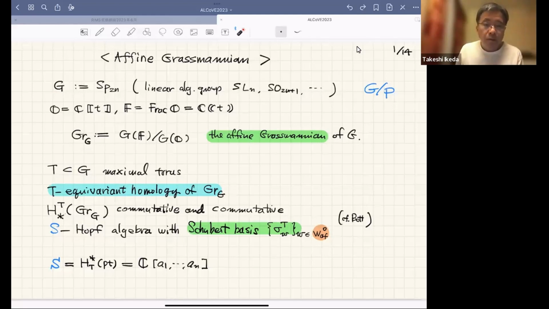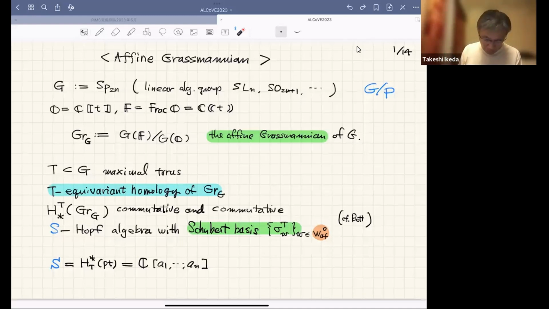The torus equivariant homology of the affine Grassmannian has a remarkable ring structure and also a coproduct. The base ring of our ring is S, which is just the polynomial ring in finitely many variables. So this is also identified with the equivariant cohomology of a point. We are interested in the Schubert basis of this ring, indexed by a certain set related to the affine Weyl group.